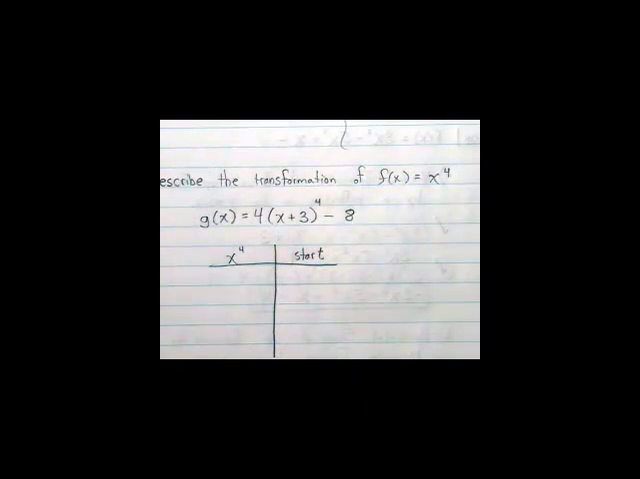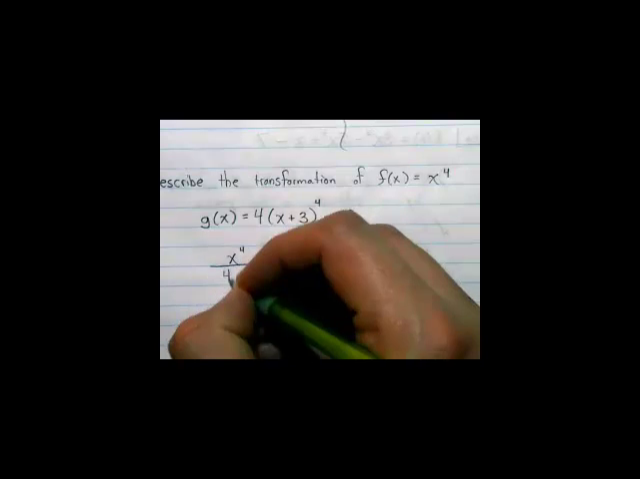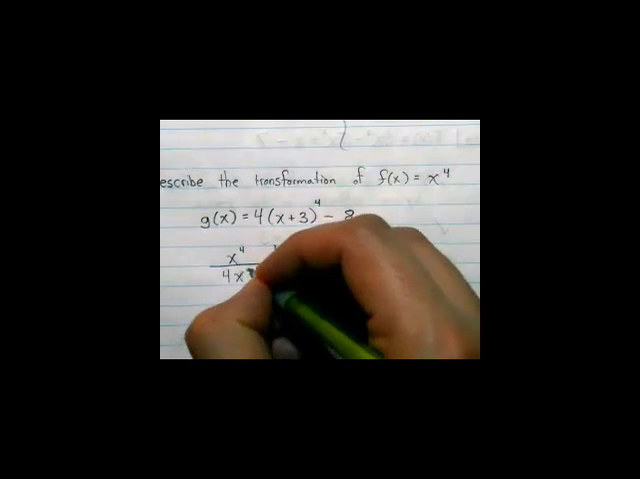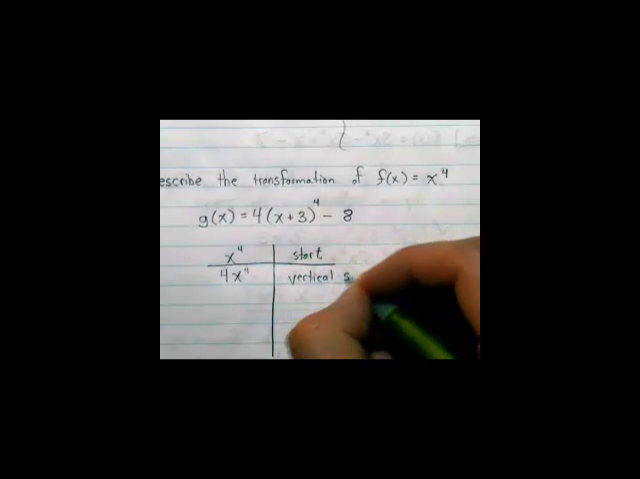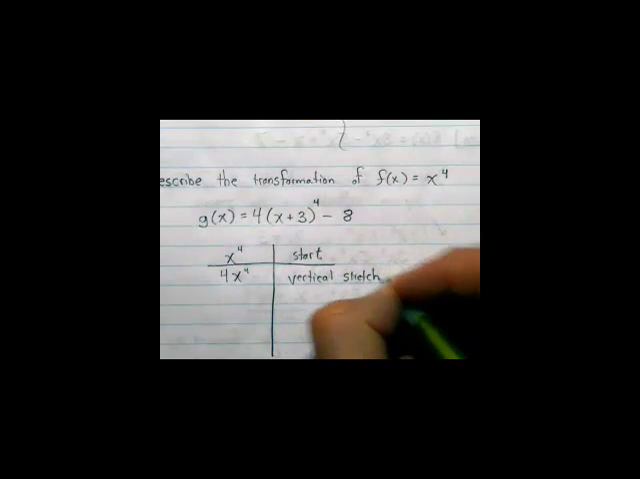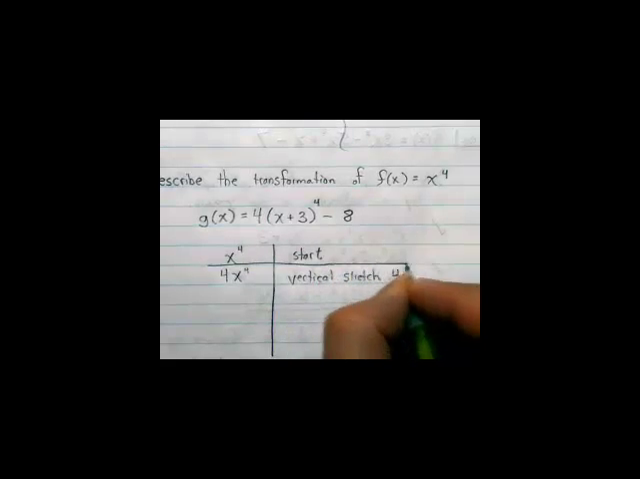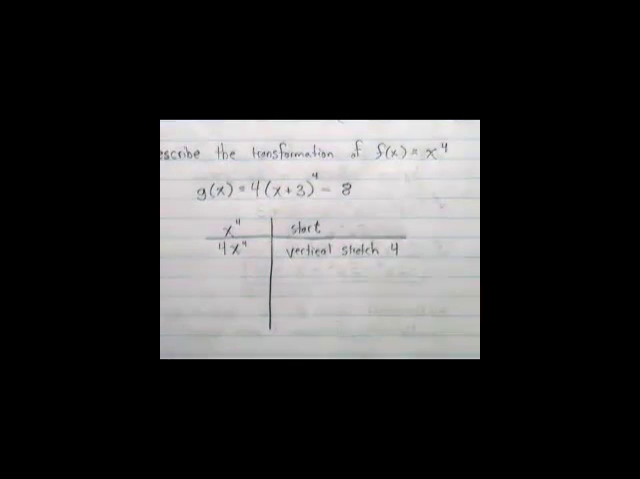All right, so who thinks they can give us a good first step? Okay, go for it. What do you think? Vertical stretch of 4. You want to start with a vertical stretch of 4. Okay. That better be right, and if I'm not, I will walk out of this classroom. That's really reassuring. All right, so vertical stretch of 4 to start off with.